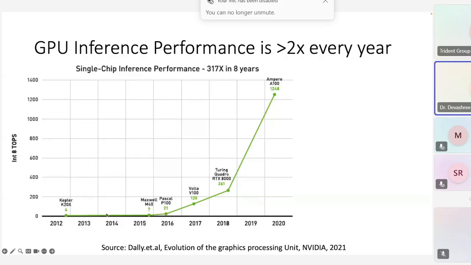The graph on this basically shows the different generations of GPUs, the model number, and the green one shows the absolute number of the throughput, or inference performance, that we look at. So here the GPU inference performance has increased by about 317x, which is more than doubling if we take an example of 2012 to 2020. So Kepler to Ampere, it has increased by more than 2x per year. And this is now called Wang's law.